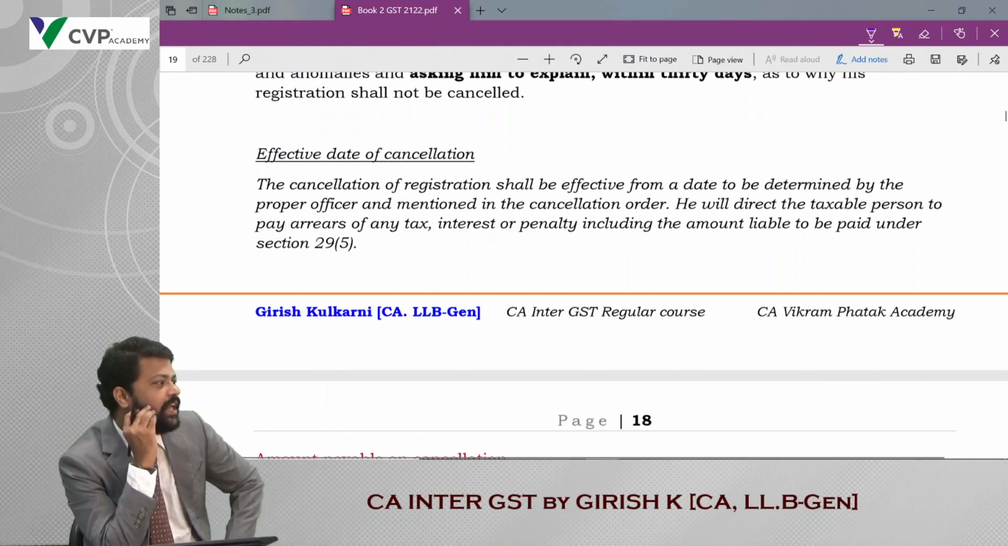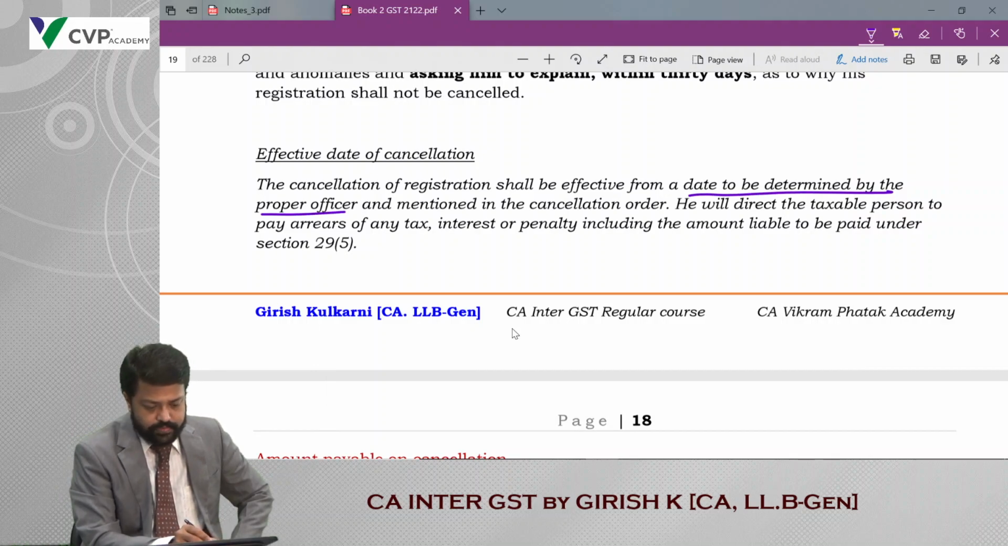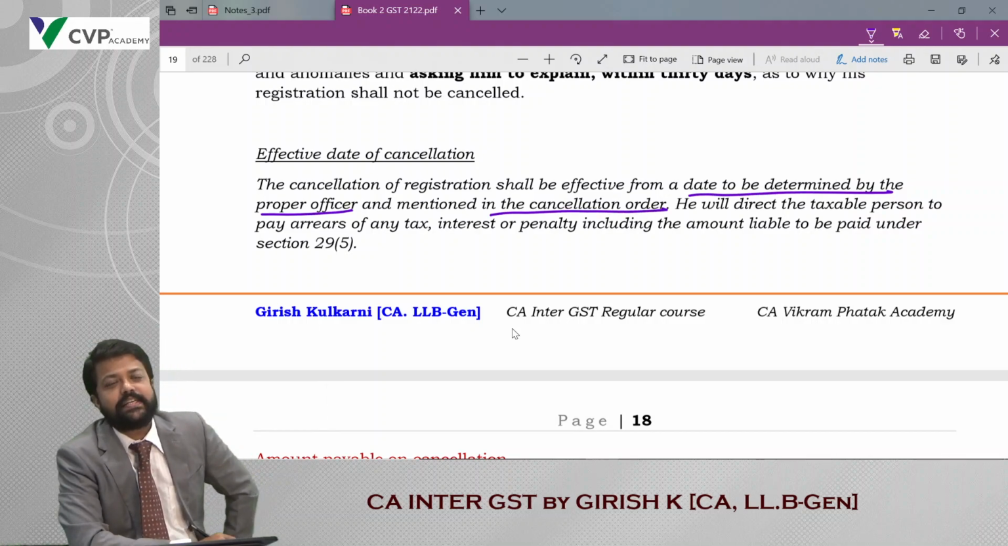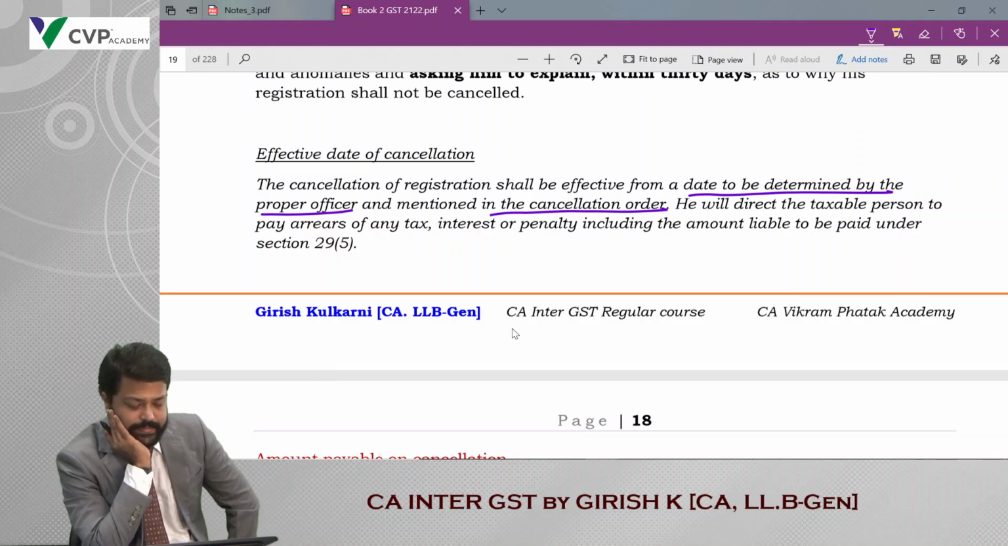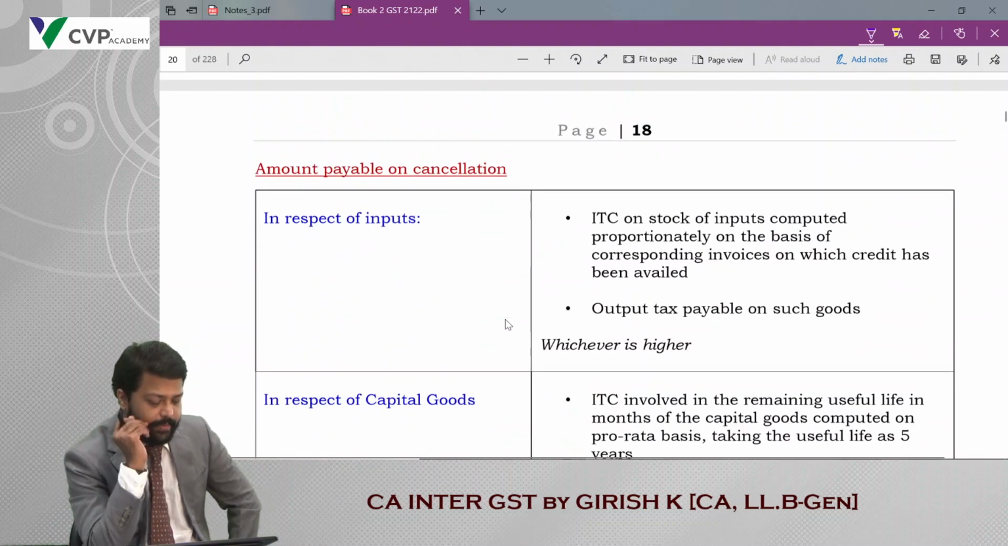Effective date of cancellation. The cancellation of registration shall be effective from the date determined by the proper officer and mentioned in the cancellation order. So he may say that yes, registration is cancelled but with effect from such and such date. He will direct the taxable person to pay arrears of tax, interest, penalty including the amount liable to be paid under section 29(5). Amount payable on cancellation.